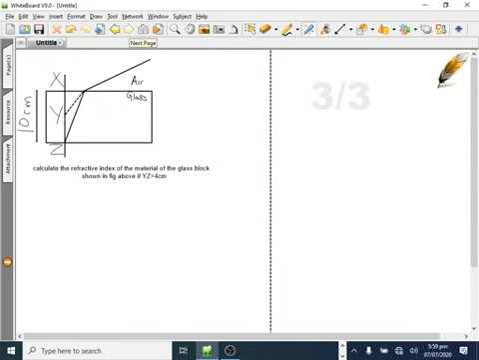So, which means for us to find our refractive index, we need to find our what? We need our real depth, let me call it r.d, and we need our what, our apparent depth, let me call it a.d. Now, from what we have on the board here, what will be our real depth? What will be our real depth?